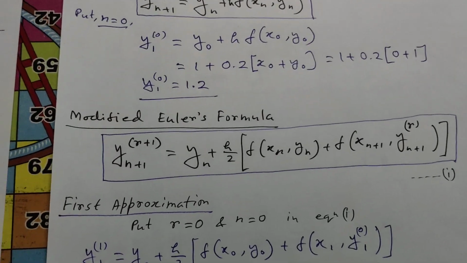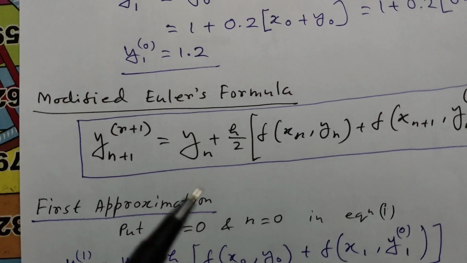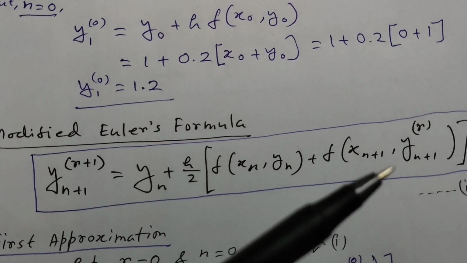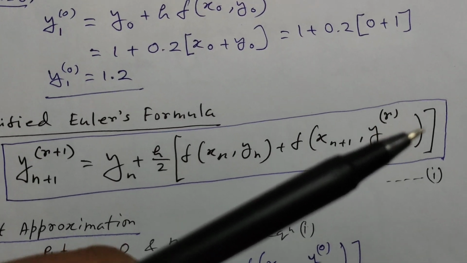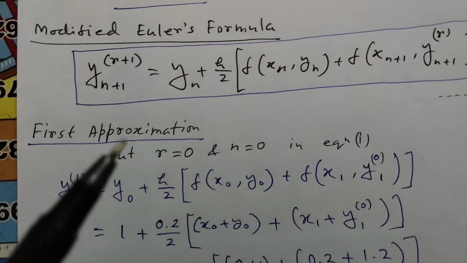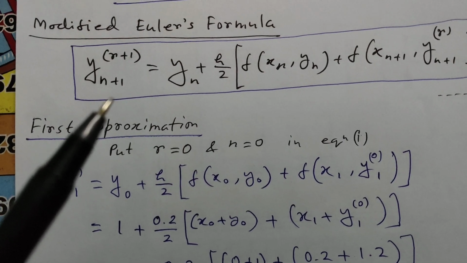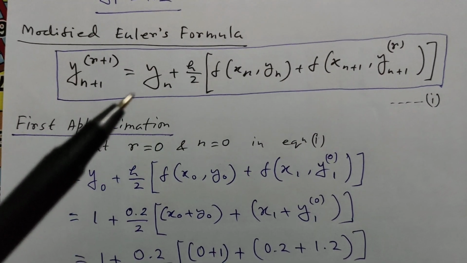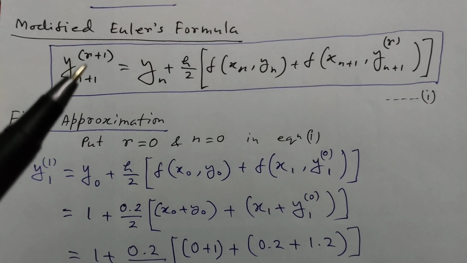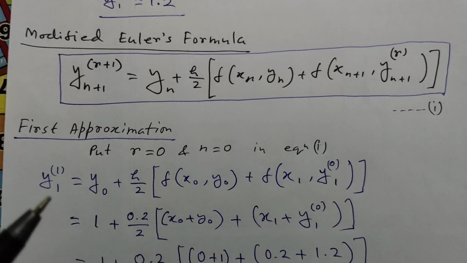Now coming to the modified Euler's formula: y(n+1)^(r+1) equals yn plus h by 2 [f(xn, yn) plus f(x(n+1), y(n+1)^(r))]. This is equation 1. Now for the first approximation, put r equals 0 and n equals 0 in equation 1. See, it will become 0 plus 1 and 0 plus 1, so y1^(1) on the left.